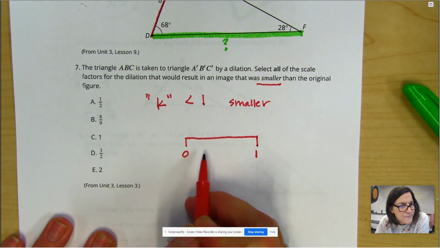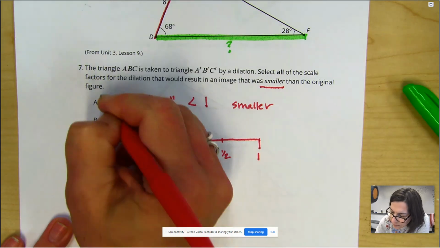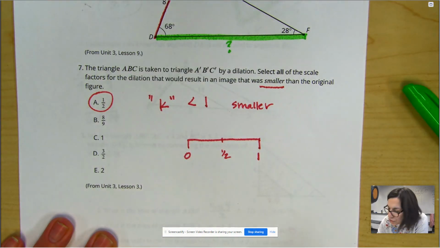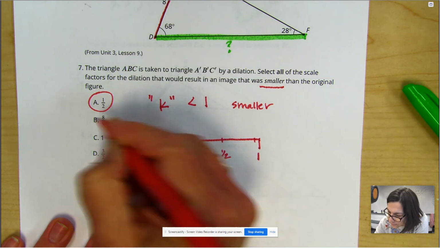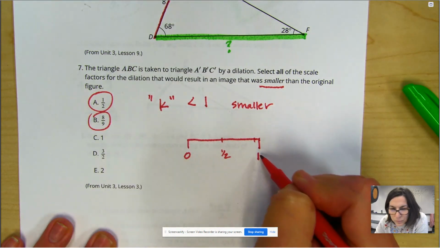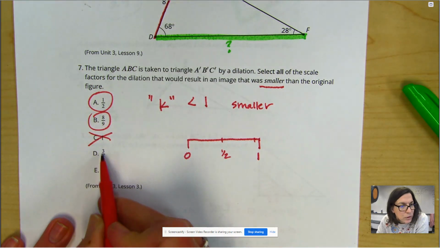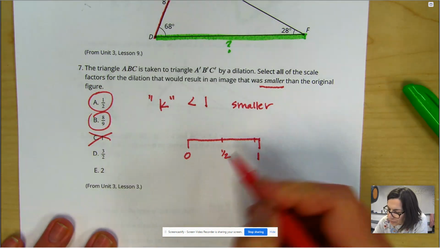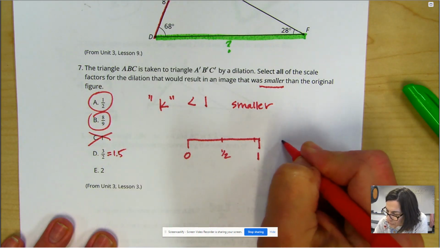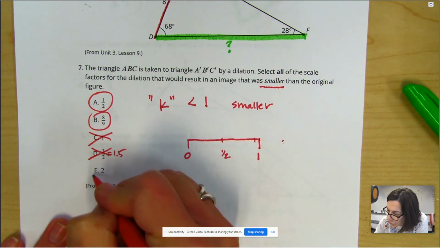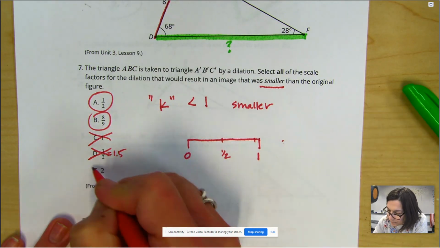are less than 1. So a half, right? Definitely less than 1. That's going to result in a smaller image. 8/9 is also less than 1, very close to the size. 1 would be an exact copy, and we want it smaller. Nope. Don't be tricked by 3/2. It's a fraction, but 3/2 is really 1.5, so it's going to be bigger. It's going to be over here somewhere. And 2 would result in an image where all the side lengths get doubled.